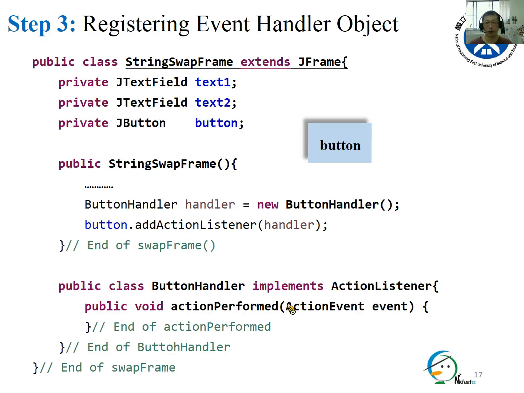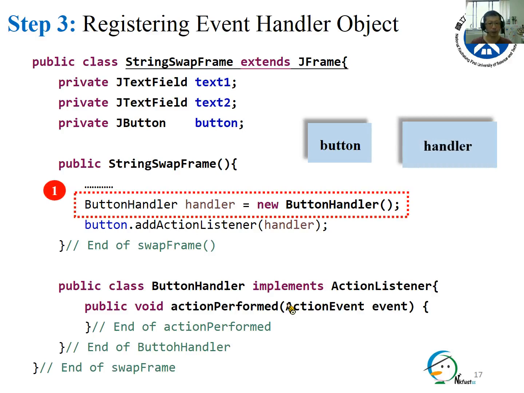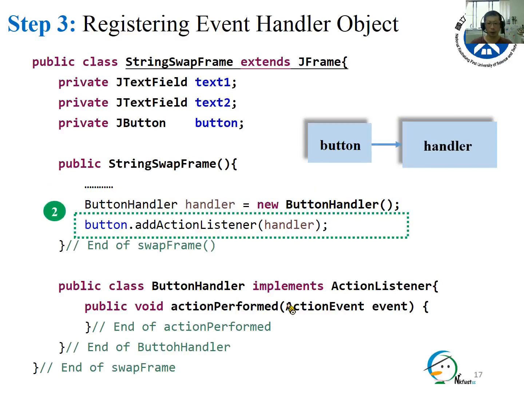In step 3, we create an object of the ButtonHandler class and further register it as the handler of the JButton object. These 2 instructions, as we saw before, do the object creation and the handler registration respectively.